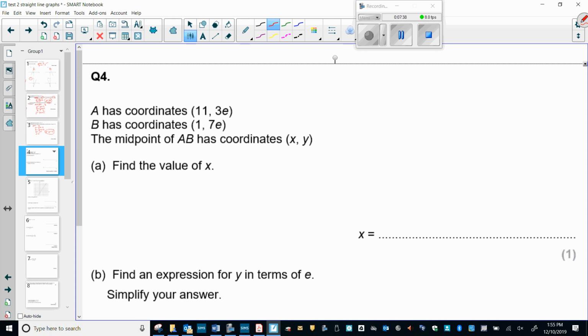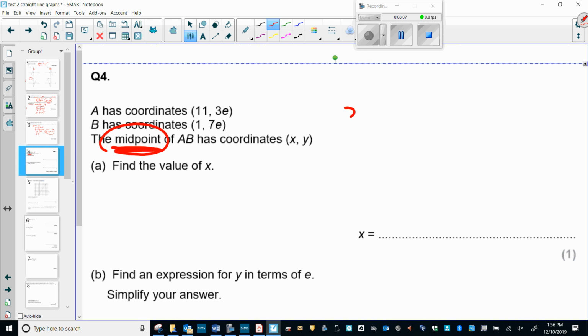So A has coordinates 11, 3e, B has coordinates 1, 7e. The midpoint has the coordinates x, y. Find the value of x. So we need to remember about midpoints. How do we find midpoints? What is a midpoint? Julia? It's the middle of the line. Middle of the line or the middle of 2 points? 2 points, yes. So how do we do that?